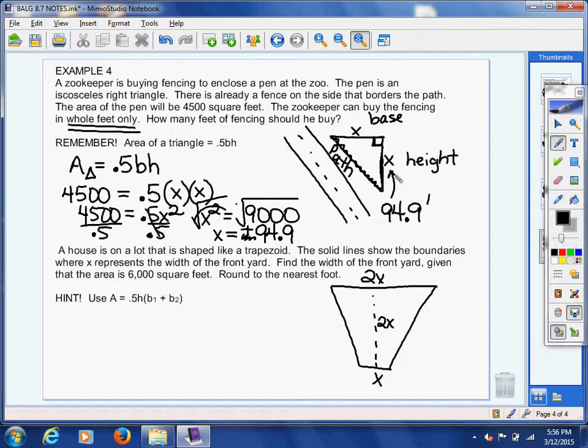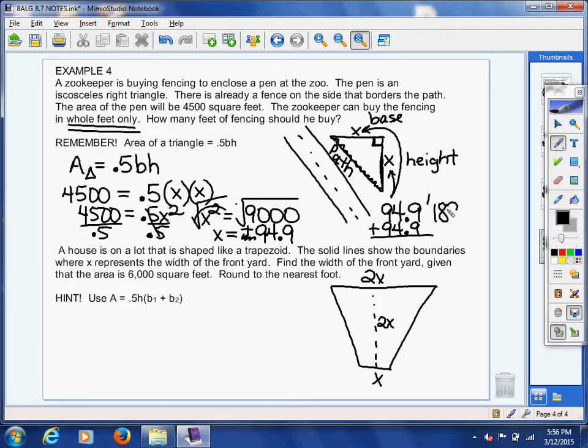That's one side, right? But we need two sides occupied. So how do I handle that? What do I do with that 94.9? Well, I'm going to add them together. I need to find out how much I need total. So just add it up. So let's do 94.9 times 2. And I'm going to end up with about 189.8.